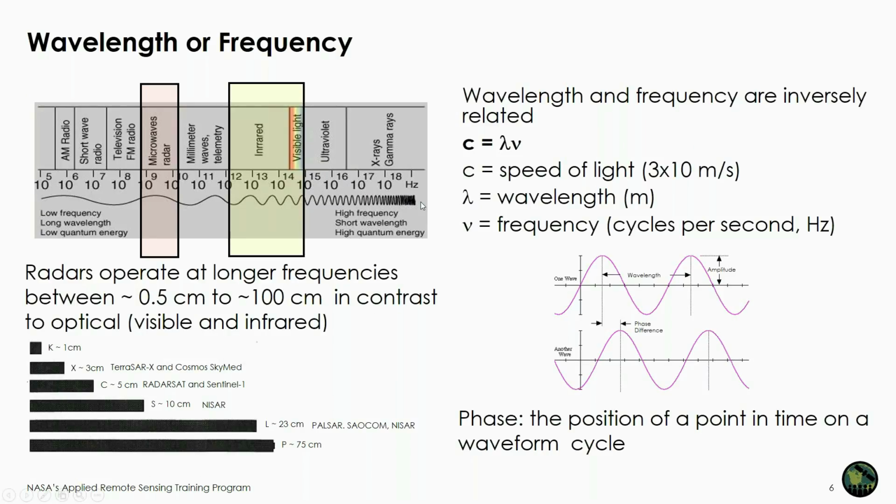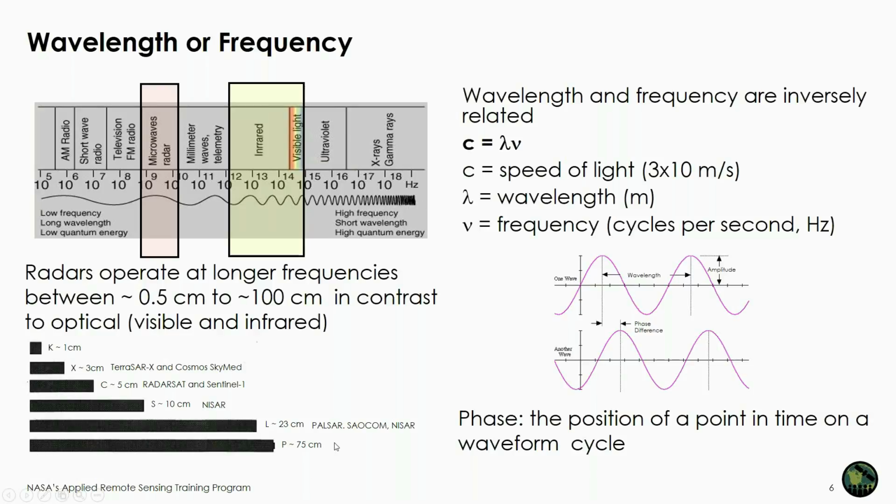So let's talk about some of the other characteristics of radar. I want to talk first of all about radar wavelength or frequency. In radar, we talk about these two concepts pretty interchangeably, so you're going to hear reference to wavelength or frequency. Radars operate at much longer wavelengths than optical wavelengths, so the visible and infrared wavelengths that are used in optical remote sensing. Radars operate at about 0.5 centimeter up to 100 centimeters in contrast to those visible infrared wavelengths.